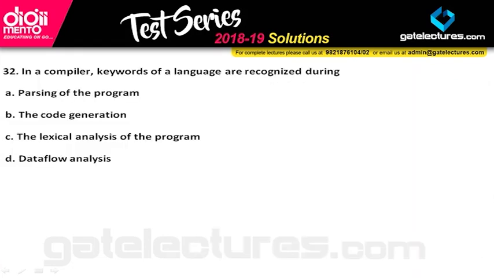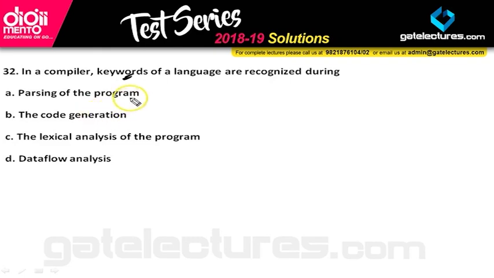We have our next question which says, in a compiler, keywords of a language are recognized during parsing of the program, the code generation, the lexical analysis of the program, or the data flow analysis. Okay, so we have to tell when we type the keywords like int, float, and all these things, when they are recognized in the compiler.